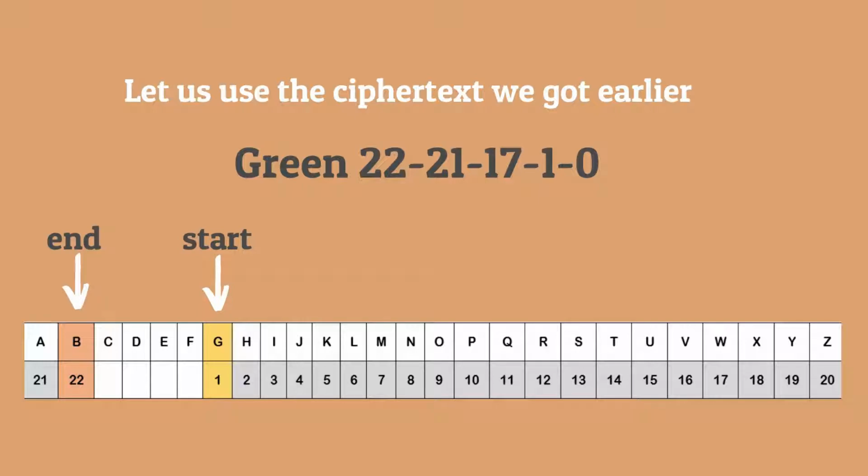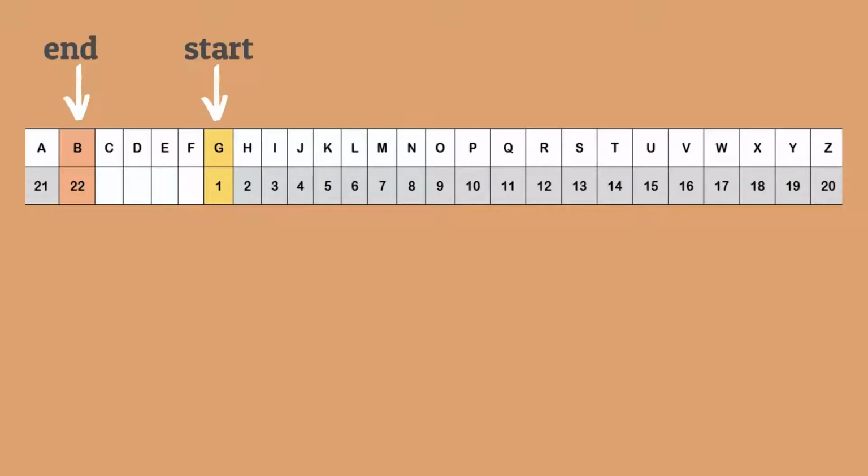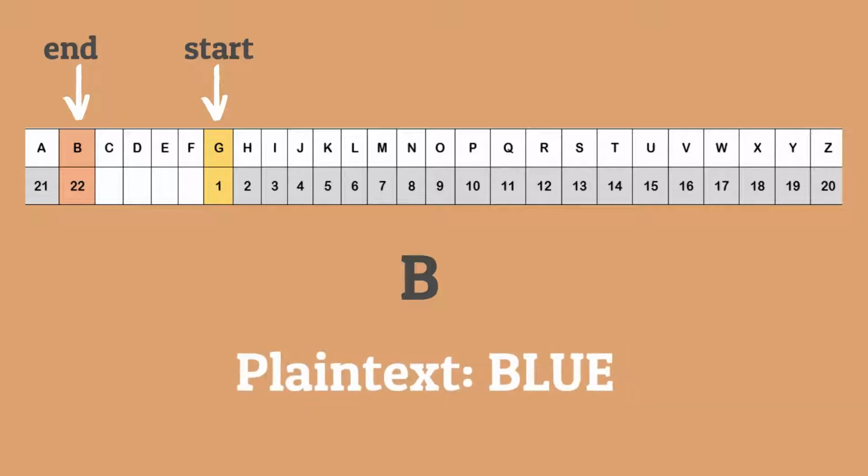We will then count forward starting from letter G as number 1, H as number 2, and so on until we reach number 22. The letter where the last number lands, in this case letter B, will be the first letter of your message. Just repeat this process until you are done with all the numbers. And now you will be able to identify the hidden message.